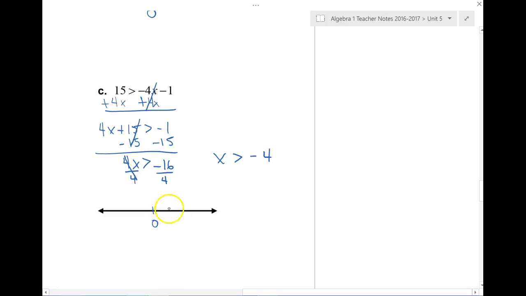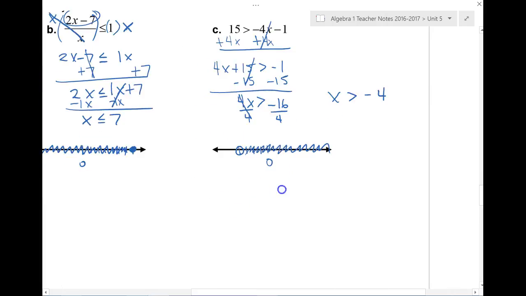Okay, so we'll put 0 in the middle. And we have negative 4, so we have to go to the left. 2, 3, 4, and this does not have equal to, so it's just an open circle, and x is greater, or it's pointing to the right, so we shade to the right, because greater than is to the right, in a more positive direction.